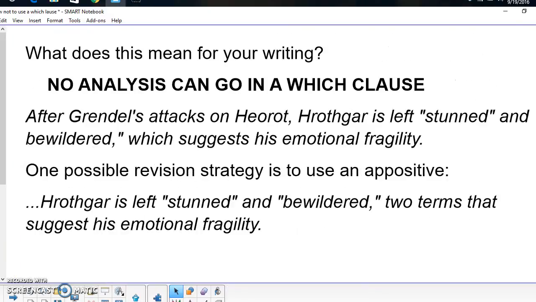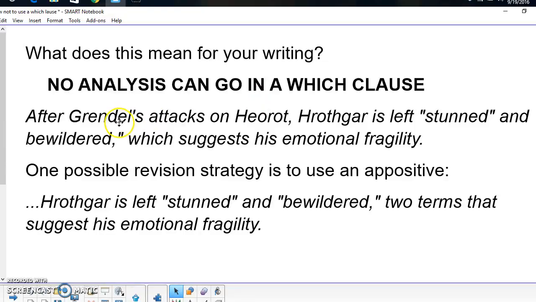So what does this mean for your writing? That means that no analysis whatsoever can go in a which clause. A which clause is non-essential. So if you put your analysis in the which clause, you don't really have any argument. You're saying, hey, my analysis stuff isn't really important, but it is. It can't go in a which clause.